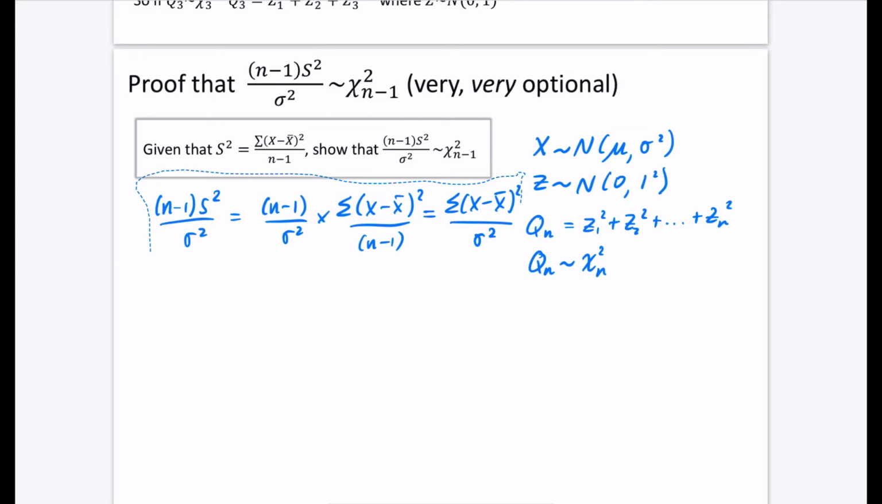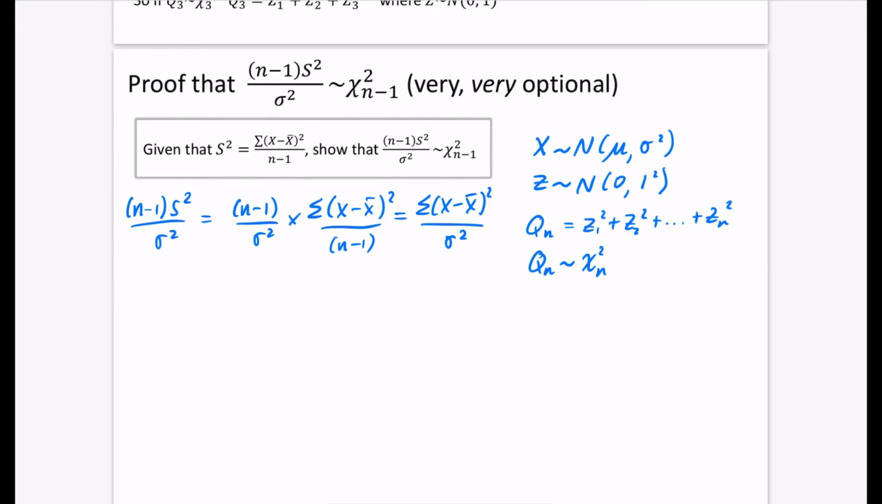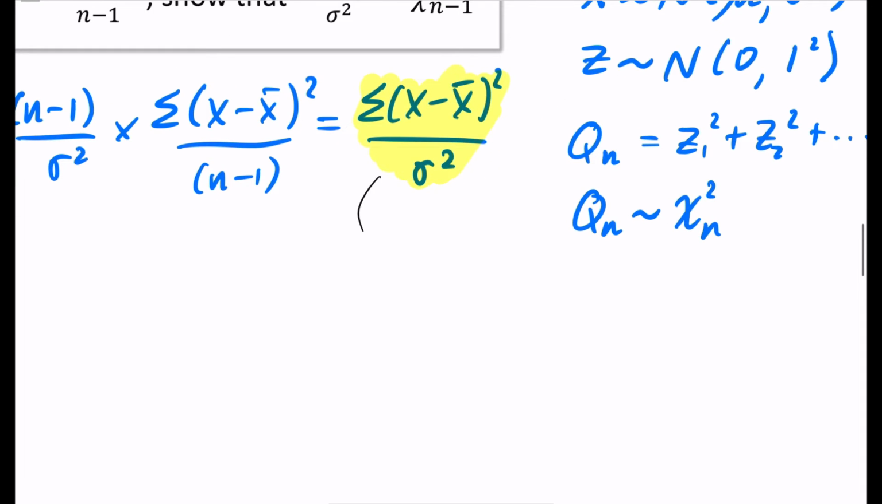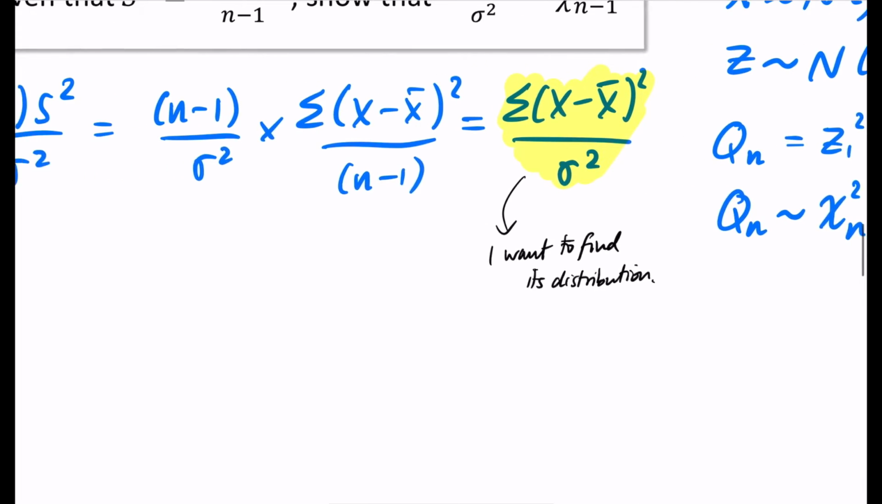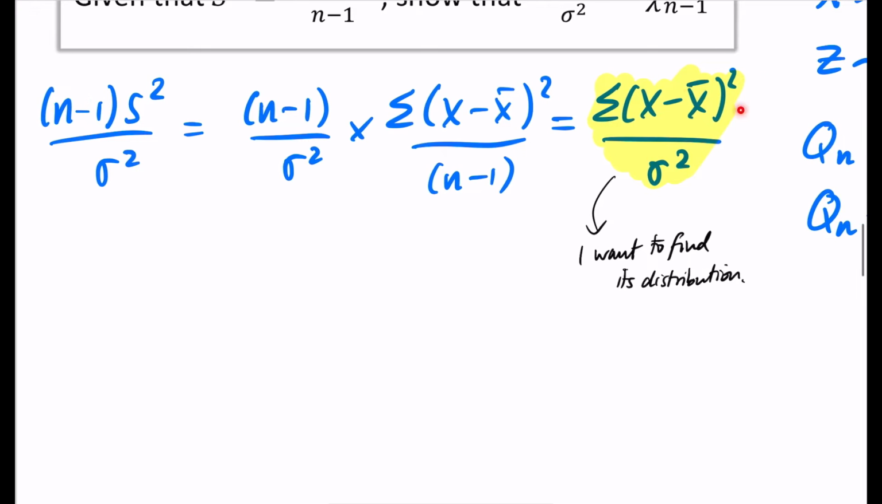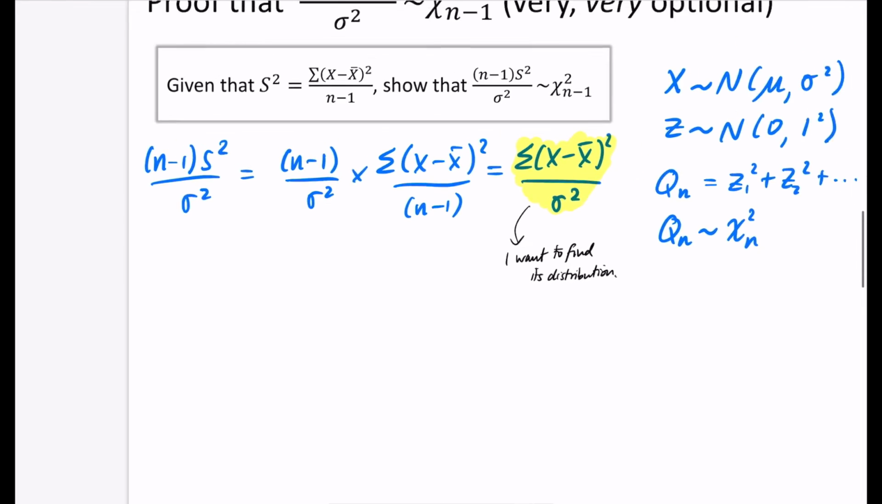So this is the thing. If I can find this thing here, I'm going to be very happy. If I can find the distribution of this, then I'm happy. So I'm just going to jot this down. I want to find its distribution. If I can find the distribution of that thing in yellow, then I've found the distribution of this thing, and I'm hoping that this thing is going to have a chi-squared distribution.